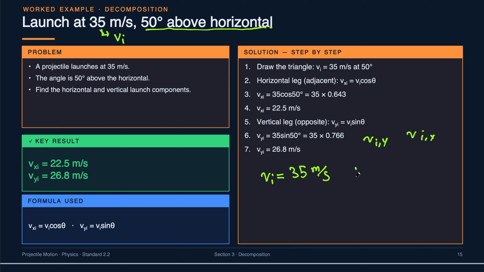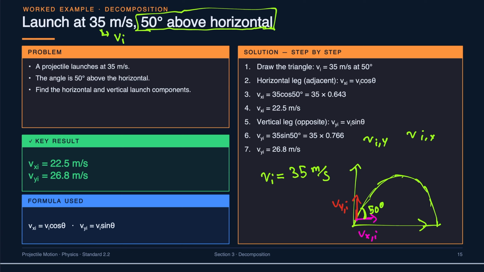So I could draw a graph, or a projectile graph, right? It just shows you the direction of the projectile. And then I can do my y vector in red, Vyi, and my other vector, my x vector in pink, Vxi. So we know that this angle is 50 degrees, right? 50 degrees above the horizontal. So pretty straightforward question here.